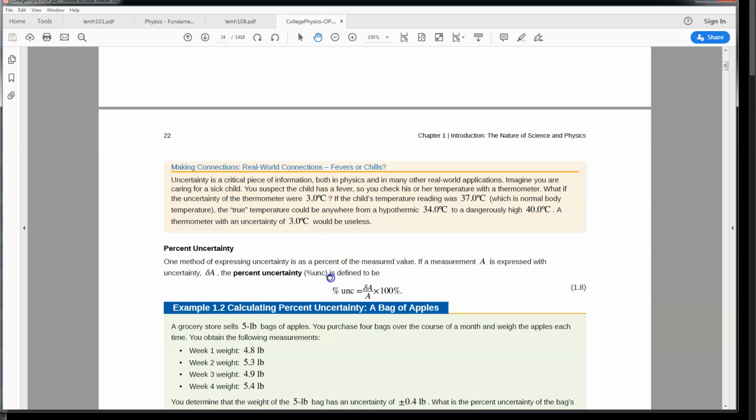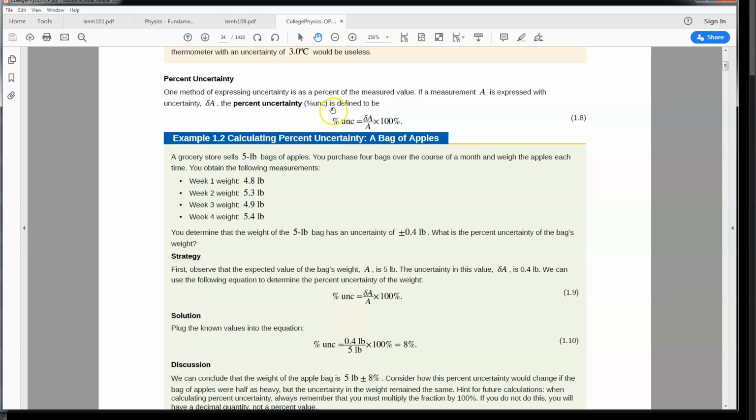Now, there is one more thing here, called the percent uncertainty. The measurement that you make, we denoted by capital A. The uncertainty in that measurement we denoted by delta A, right? So if you take the ratio of those two numbers, it's going to give you a ratio of the uncertainty in the measurement to the measurement.